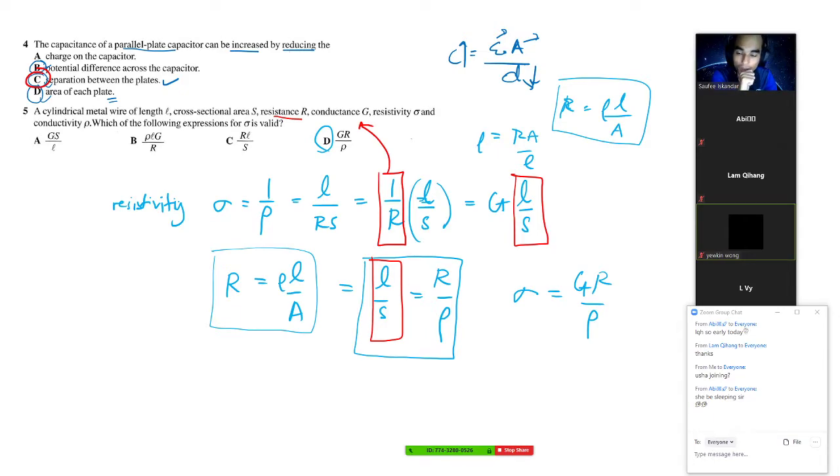Because the question says that you have to use all the symbols over here: L, S, R, G, sigma, and rho. A bit tricky. Anyone got the correct answer for this question? No, no one. Yes, it's very hard actually. It's not hard, but it's very tricky. You have to involve two or three equations.